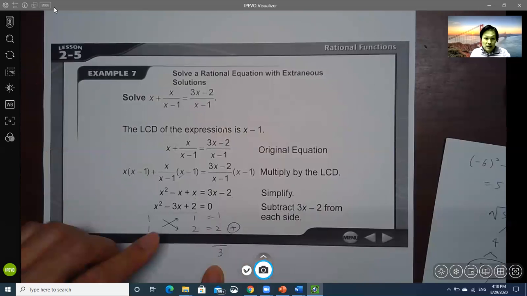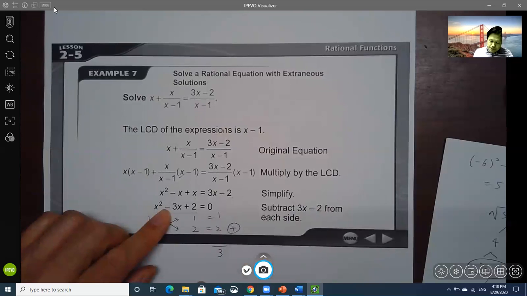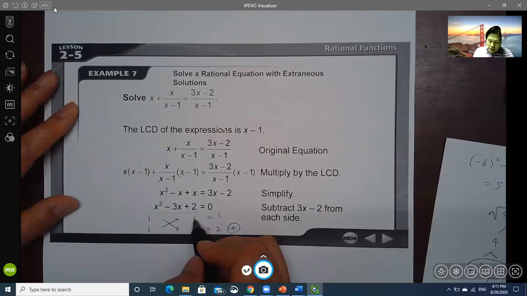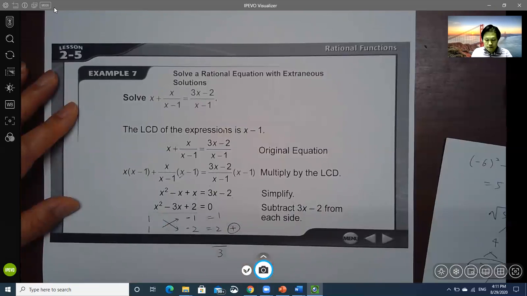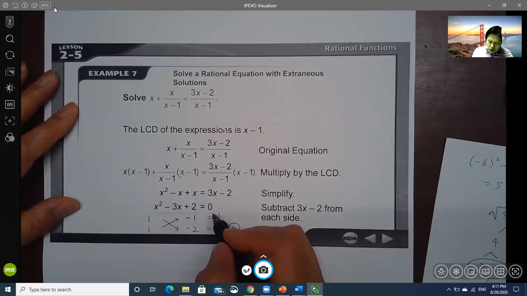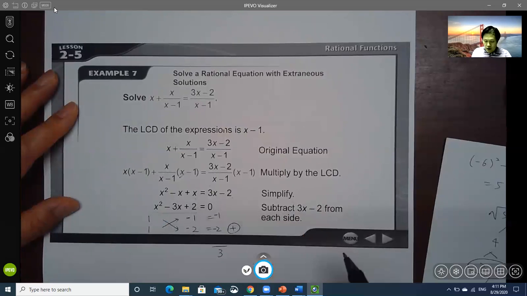We need minus 3. So, rather than multiplying positive 1, positive 2, you need to try minus 1 times minus 2. Still makes a positive 2. When you multiply, you get minus. When you multiply, you get minus. Add them, you get minus 3. So, we found the combination here.